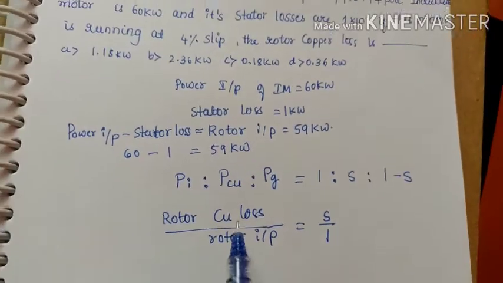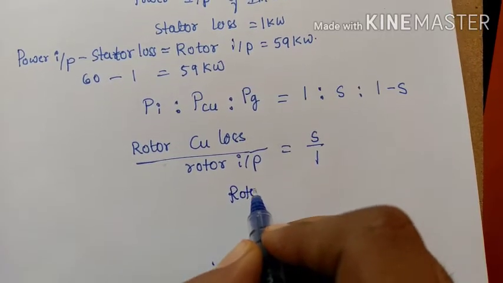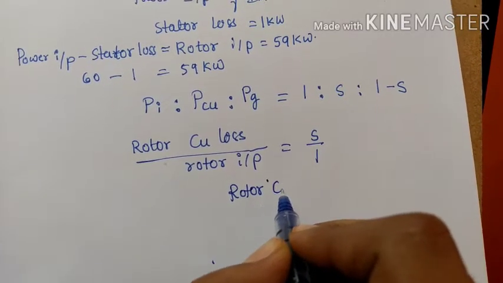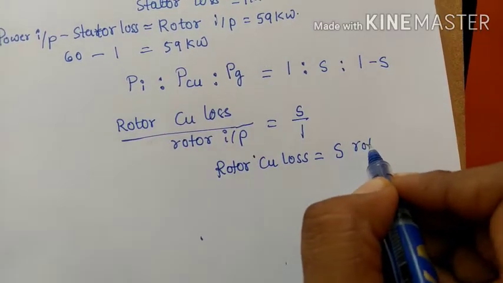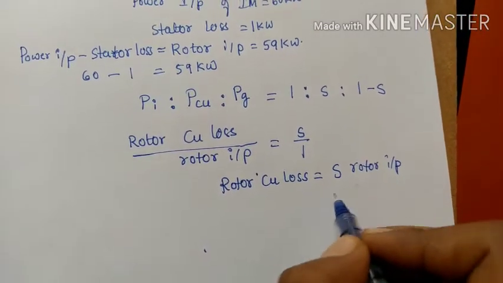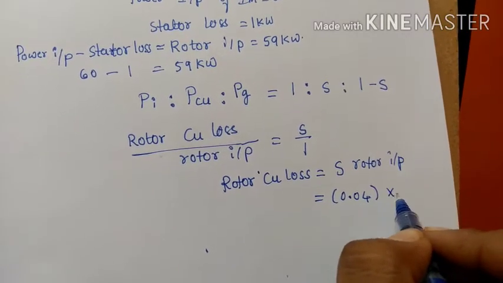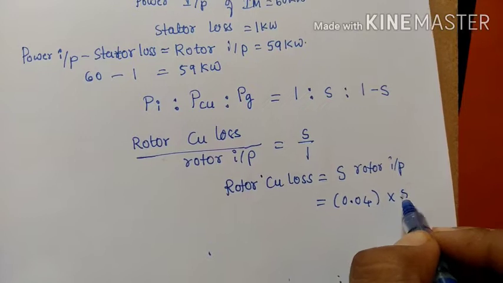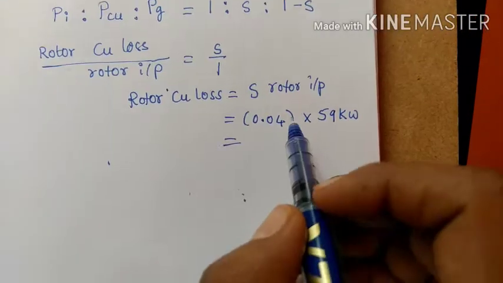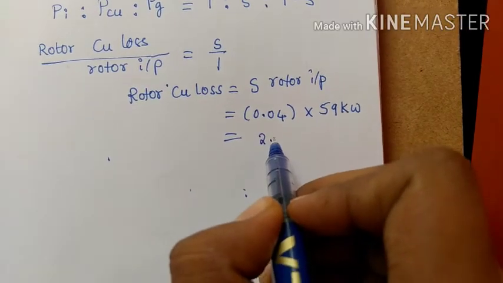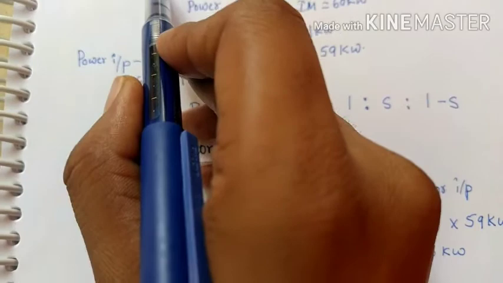So what we have to find here is the rotor copper losses. Rotor copper losses equal slip times the rotor input. The slip they have given is 0.04 into the rotor input, which we just calculated as 59 kilowatt. On solving this we get 2.36 kilowatt as the answer. So option D will be the answer.